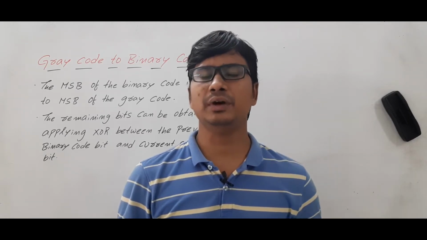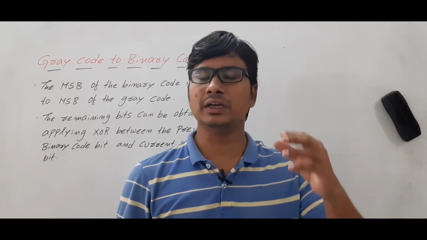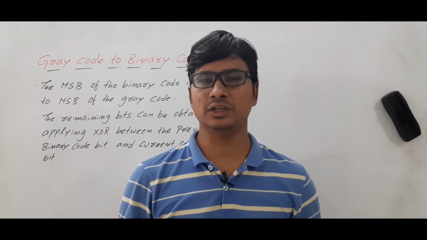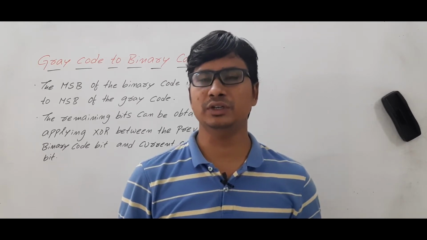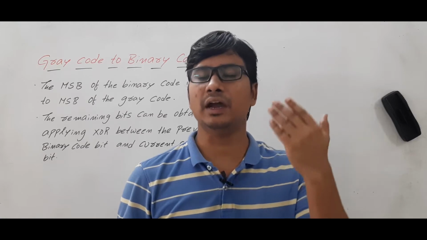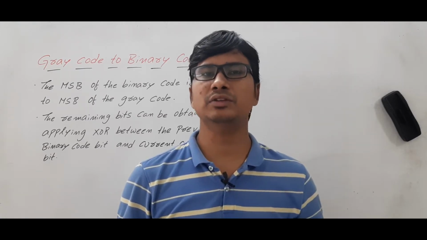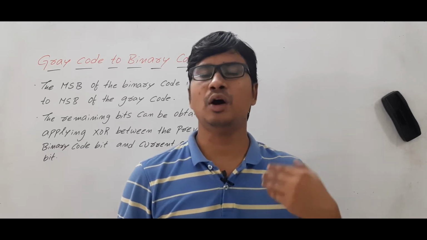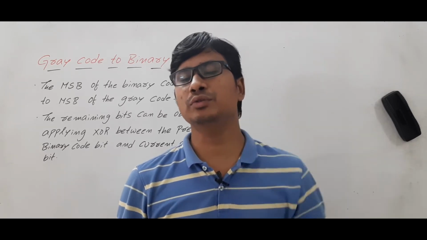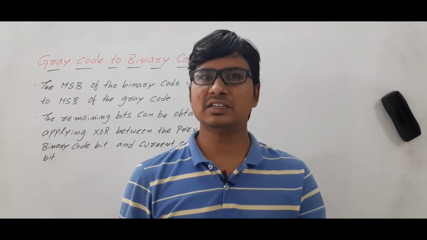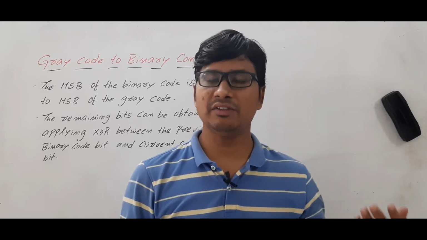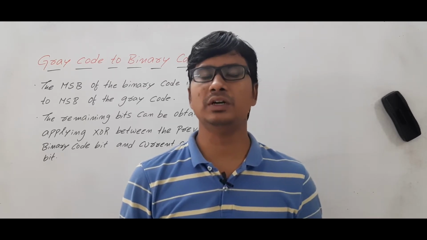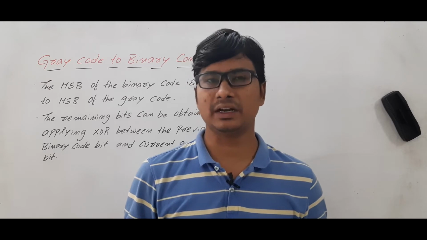In the last video, I discussed how to convert a binary number to its equivalent gray code. I hope you have watched that video. If you have not, I request you to go back and watch that video and come back to this video for better understanding. In this video, I want to discuss how to convert a gray code to equivalent binary code. I will discuss all the steps involved in it, then I will discuss a few examples for better understanding. So I request everyone to watch the complete video.